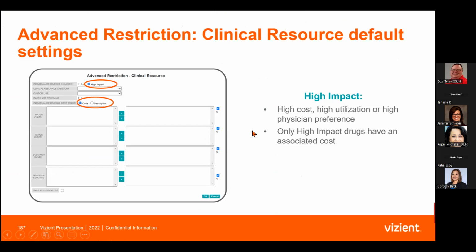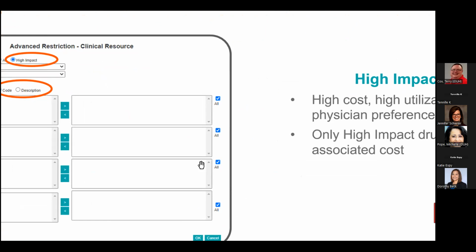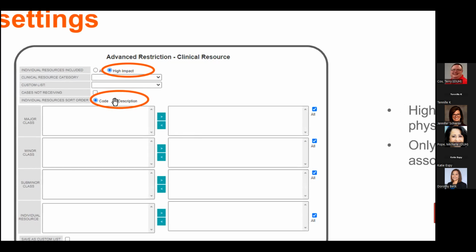All right. Another thing, there's a radio dial for the code and description. Make sure that you're selecting the description first so you can see the description. If not, we don't know what the code is unless you have the resource manager lexicon as a reference. But make sure that you're selecting the resource and then the high impact for pharmacy.